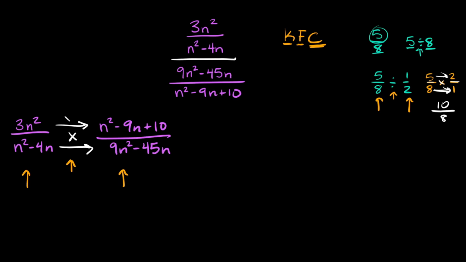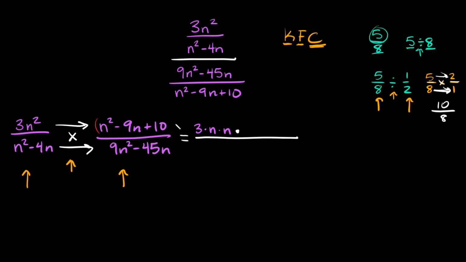Okay, but one added step that we have to take into account here is that when we're multiplying them straight across, we have to split them up into their factors. Let me show you how to do that. So first of all, 3n squared, we can break that up into 3 times n times n. And then we're going to multiply that by the other top over here, n squared minus 9n plus 10. But again, I have to break this up into its factors, right?